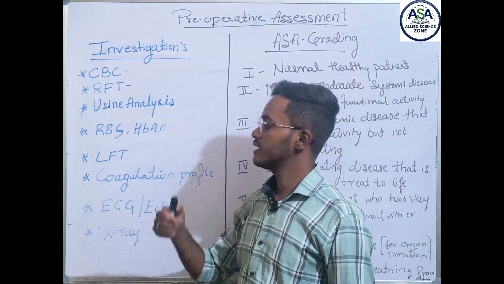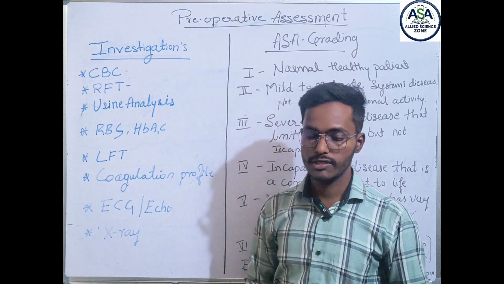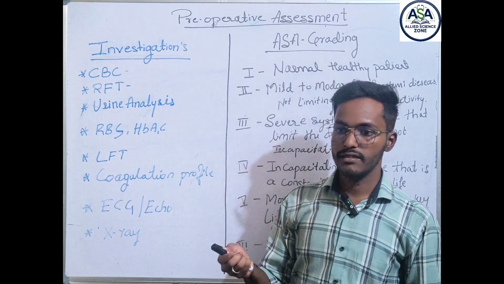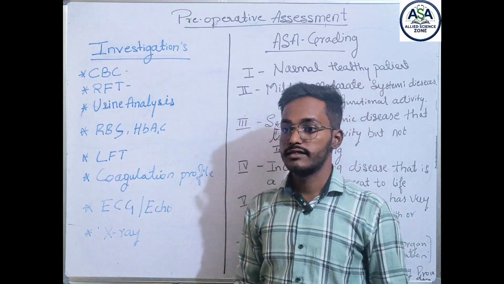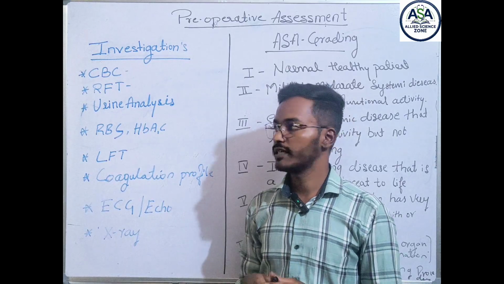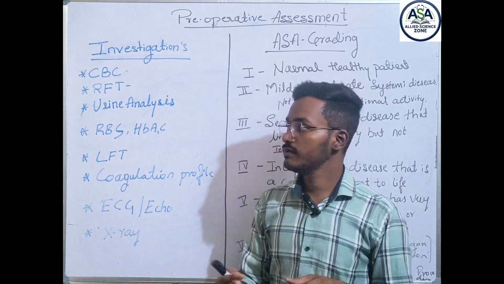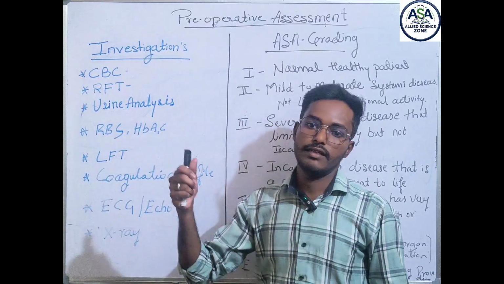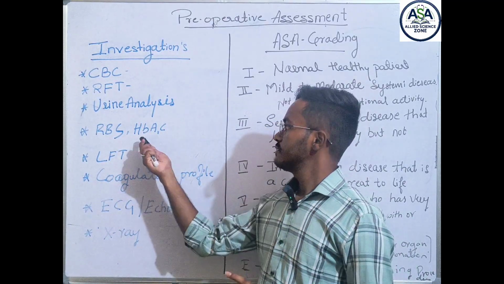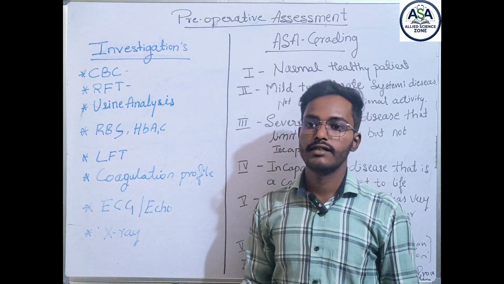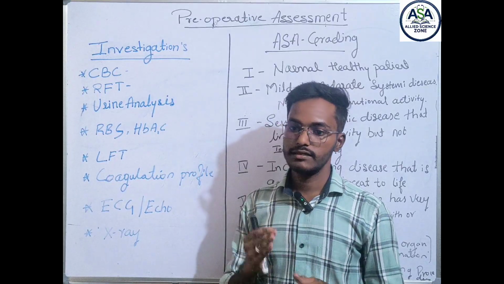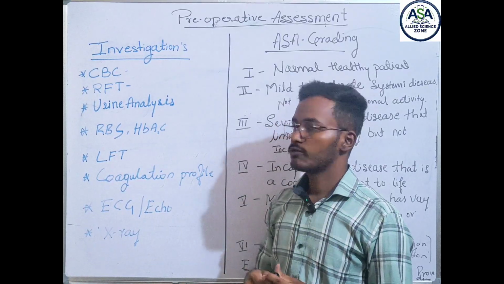Next one is RBS and HbA1c. RBS and HbA1c help to diagnose diabetes, whether it is controlled or newly diagnosed. These are all considered preoperatively. When you do the HbA1c or random blood sugar level, it has to be checked beforehand. HbA1c plays a very important role in a diabetic patient. In a diabetic patient, HbA1c should be controlled along with the medication.